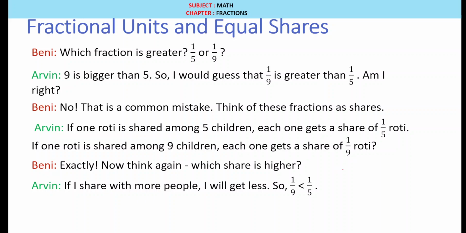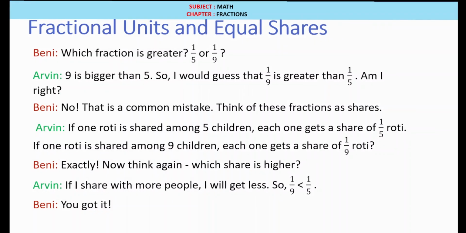So what are we concluding here? Assume that a pizza is divided into 4 portions. Then each part will become 1/4 of that. Now assume we divide the same pizza between only 2 persons. Each person will get 1 by 2. Among 1 by 4 and 1 by 2, which is greater? Obviously 1 by 2 is greater than 1 by 4. So Benny, you got it, he says. Now I hope you understood with this example.